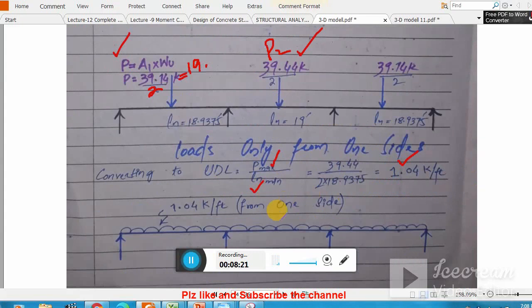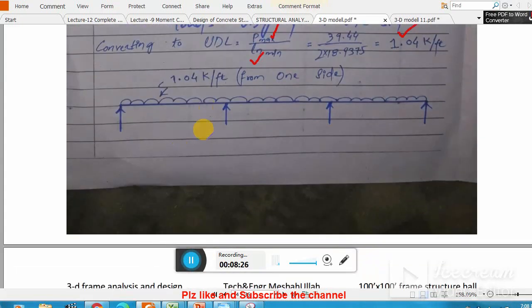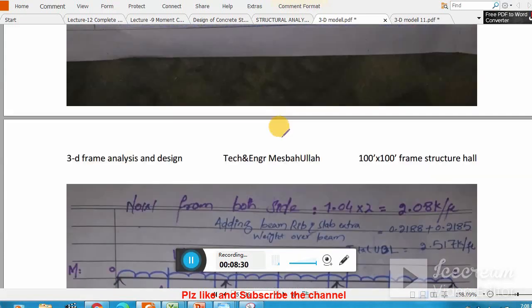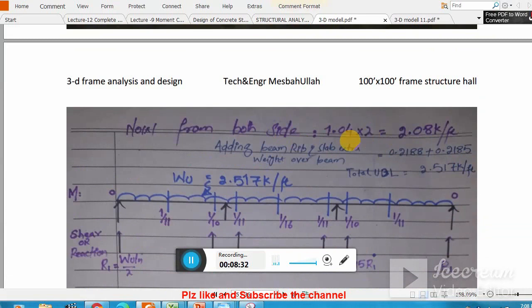This is kips per foot, from one side. If you want to add the effect of the other side, you just need to multiply it by 2. So when I multiply 1.04 by 2 for double side, I got this one. Adding beam, rib and slab weight, which you already understand, I get 2.517. This is my final UDL loading.